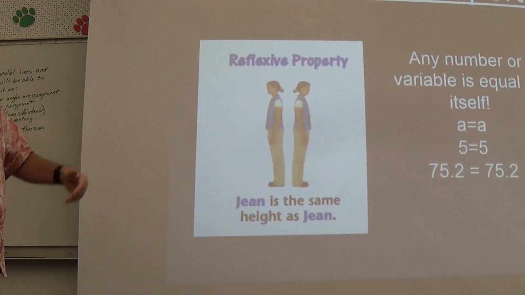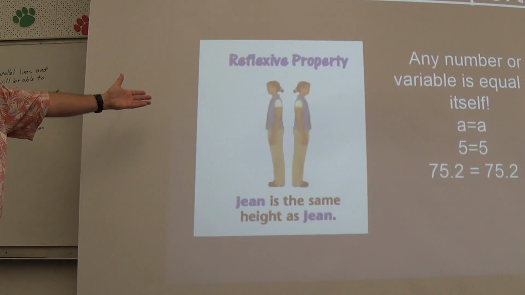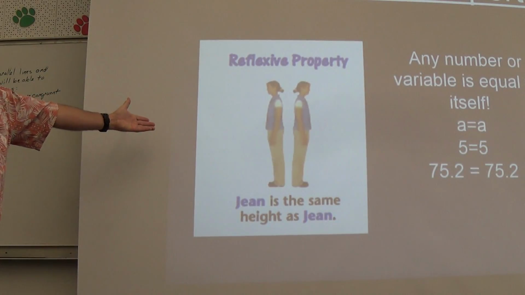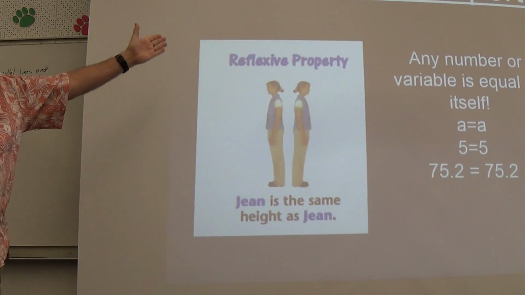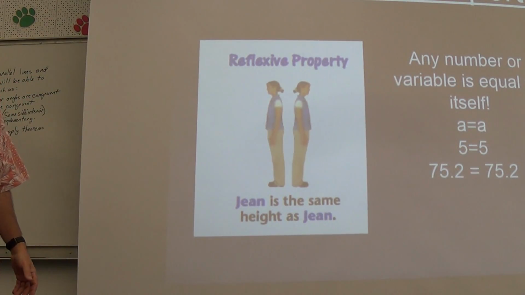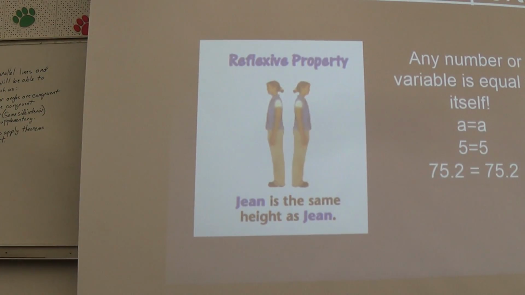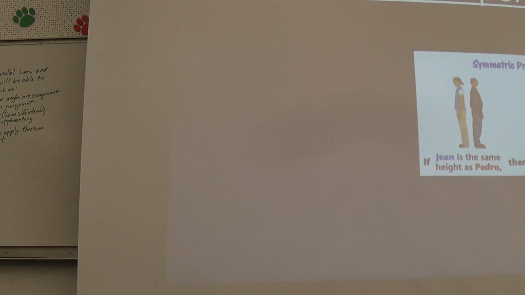But we use this property to do that. So any number or variable is equal to itself. A equals A, 5 equals 5, 75.2 equals 75.2. Gene is equal to Gene. Gene is the same height as Gene. Okay? So I think of that as a mirror and think of the reflexive property, because when you look at a mirror, that's your reflection. So reflexive property.